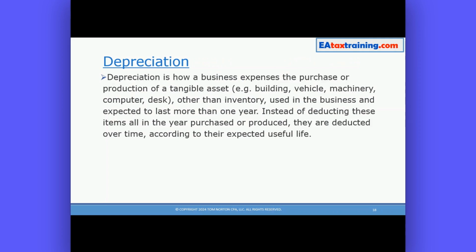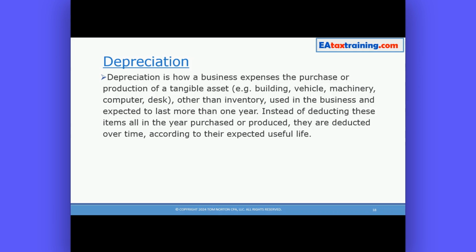But other than that, any of these other tangible assets that are used in the business and expected to last more than 1 year. So if you have an asset that is expected to last less than a year, you can just go ahead and expense it right away. You don't have to worry about depreciation. But if it's expected that that asset is going to last more than 1 year, then you cannot expense it all in the year that you purchase it. Generally, we'll talk about some exceptions later, but we're talking general rules about depreciation here. So you can't deduct it all in the year that you purchase it.